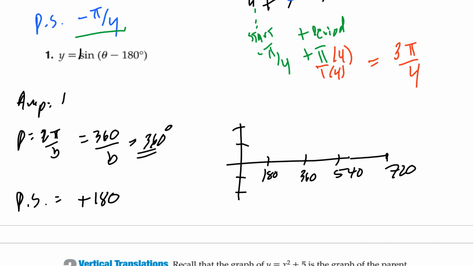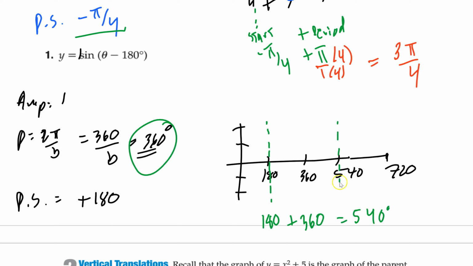Other than that, it's probably maybe a little easier than the other one. Let's start at phase shift, which is 180, so we're going to start at 180. Just like always, since I'm starting with 180, if you want to figure out where you end, you have to add the period, which in this case is 360. 180 plus 360 is 540. So I'm going to end there. Other than that, it's a normal sine graph.